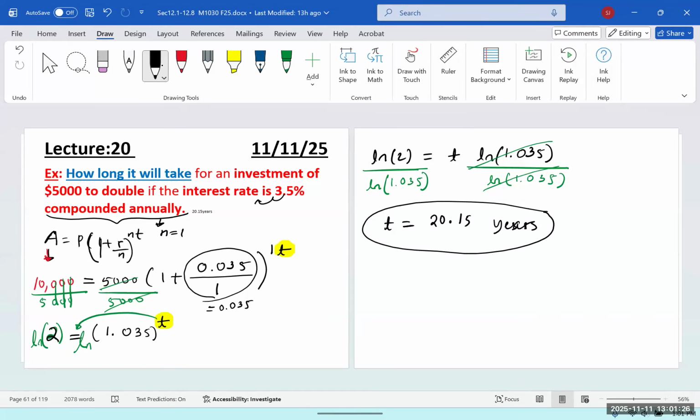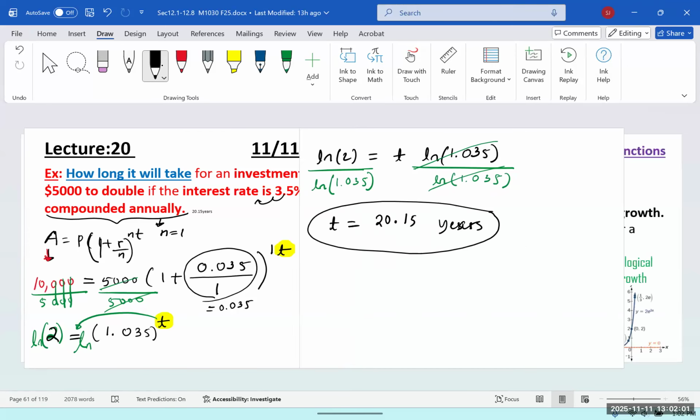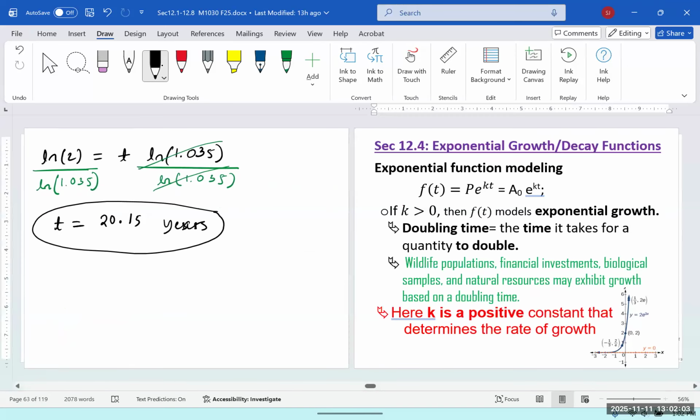How many formulas are there for money? There are these two formulas. Compounded annually, or compounded any number of times that is visible, that is countable: annually, monthly, weekly, daily. And the other one, continuously. What's the formula for that? A equals P times e to the rt.